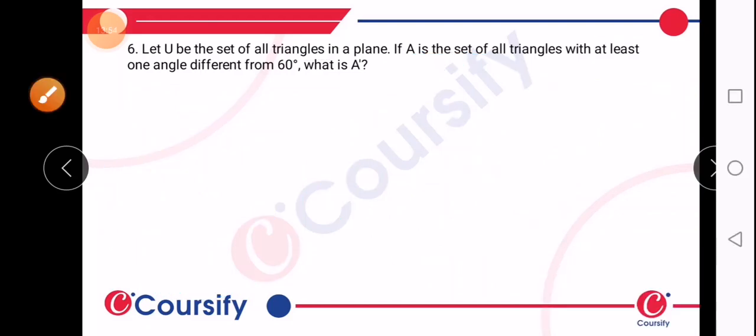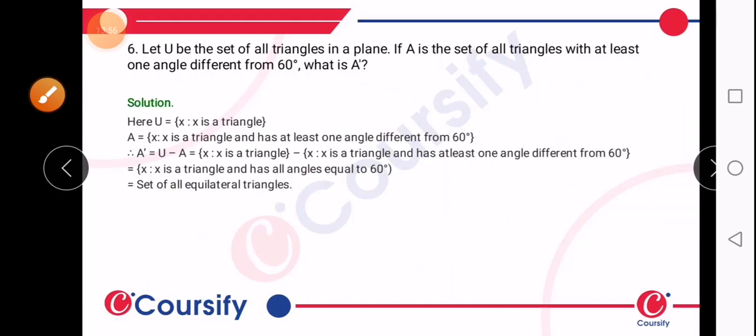Let's take a quick look at the solution. Here U is the set of triangles and A is the set of triangles that have at least one angle different from 60 degrees. A complement is the universal set minus the A set, which means if you remove from the set of triangles those having at least one angle different from 60 degrees, you get a triangle which has all angles equal to 60 degrees, a set of equilateral triangles. Let's look at the next question.